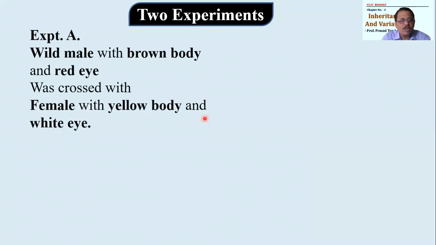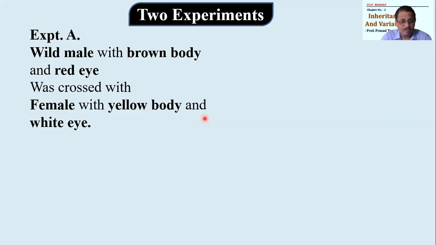Morgan performed two experiments simultaneously. Okay, which two experiments were performed? Experiment number 1A was considered like this. He took wild male with brown body and red eye.